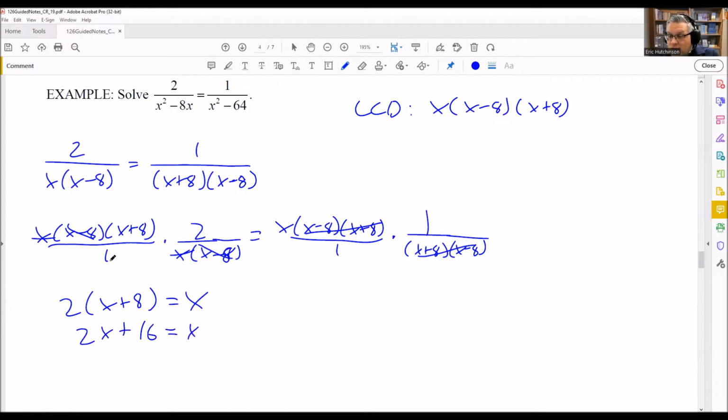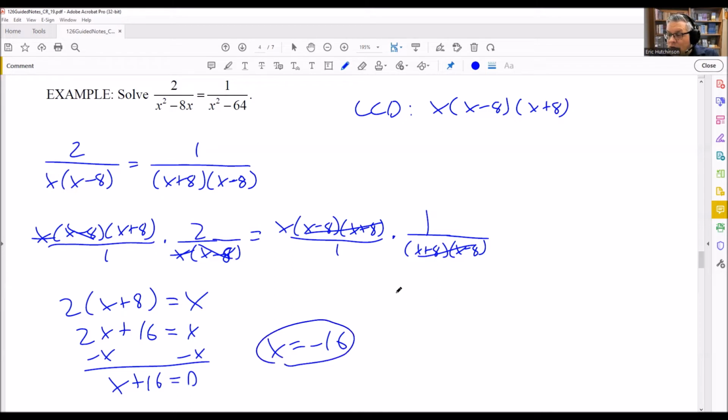And we're going to solve. So I'm going to subtract x from both sides. x plus 16 equals 0. And then we just move the 16 over to the other side, and we get x is equal to negative 16. That does not cause anything to be 0 on the bottom. If we look at our factored versions, negative 16 does not give you a 0 anywhere. So that would be your only answer, negative 16.